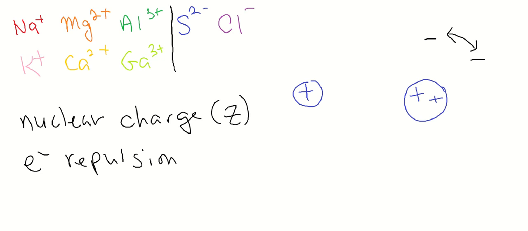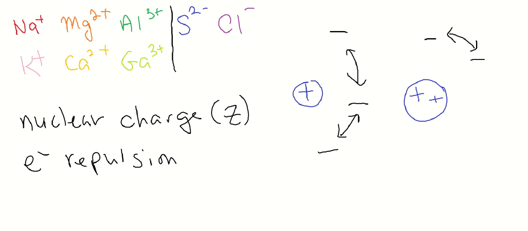But in the sulfide anion case, you're adding 2 electrons to the electrons that are already there. So that's going to cause even more repulsion, and it has less of a nuclear charge than chloride does. So there's no compensation for that.